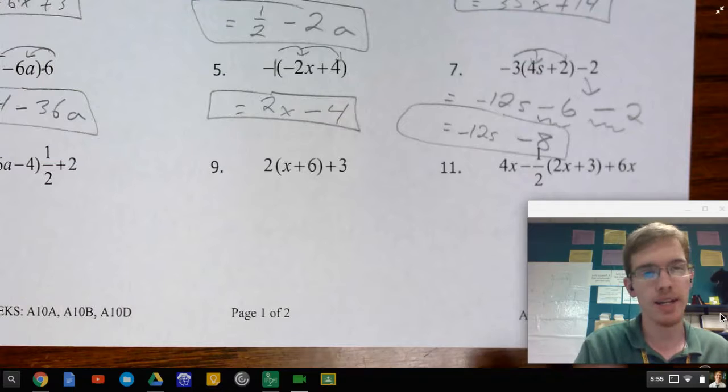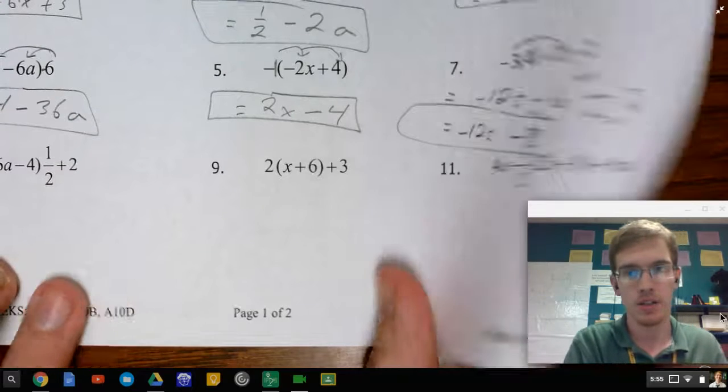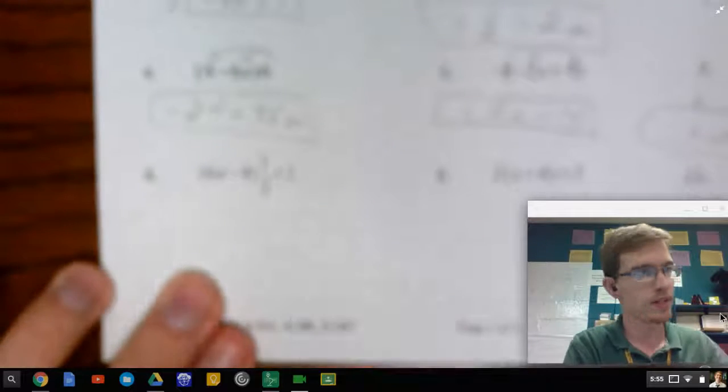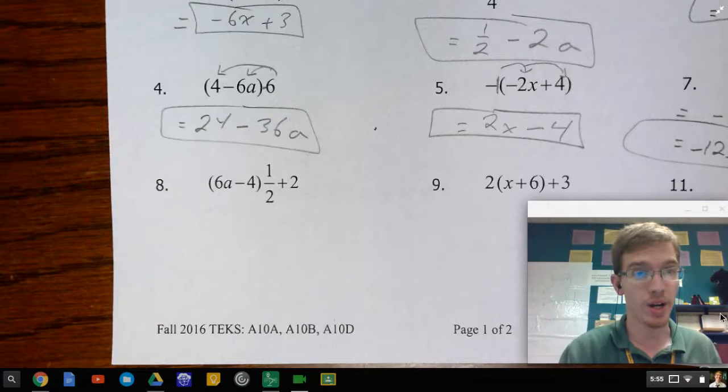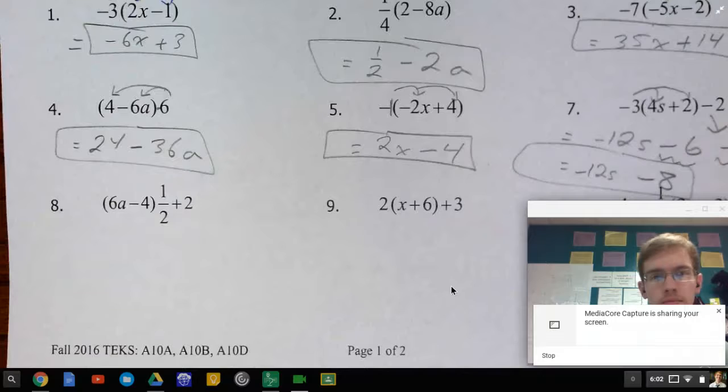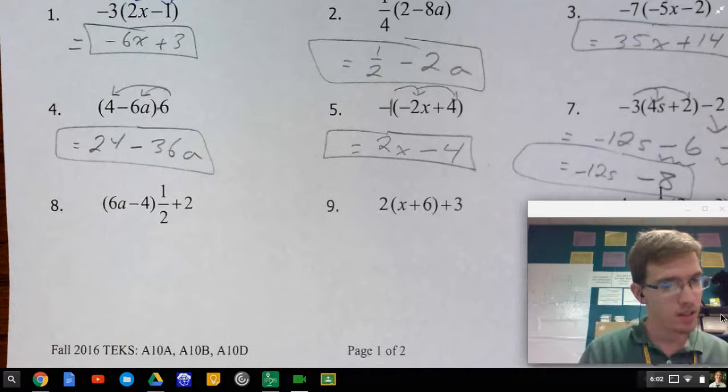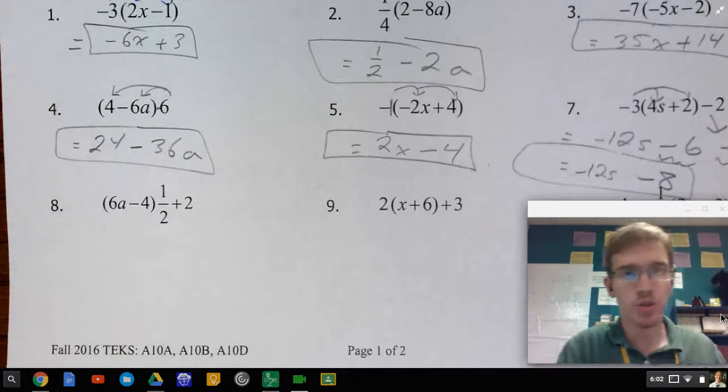Next, we have number 8. Now, as always, as you're going through these, you need to make sure you're writing questions down as they occur to you. Okay, number 8. We have some more distribution.